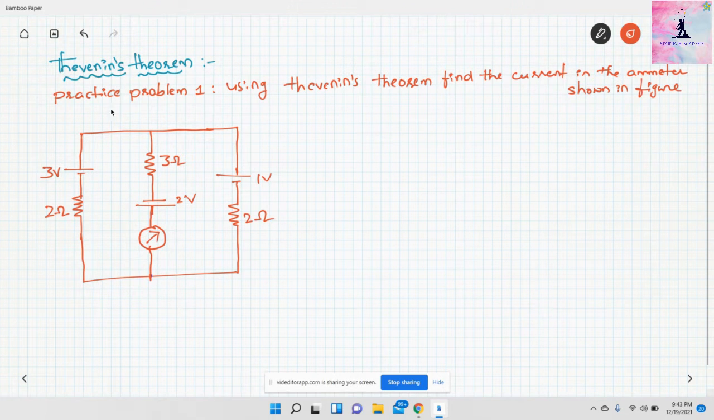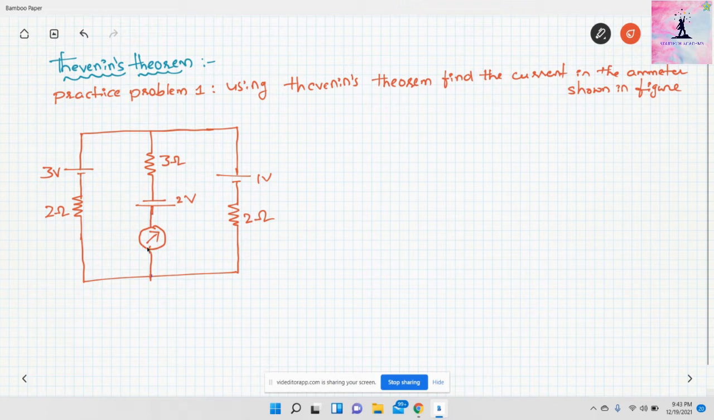In this video, I am going to solve one problem using Thevenin's theorem. This is the circuit shown in figure. Question is, using Thevenin's theorem, find the current in the ammeter shown in figure. Okay, this is the circuit diagram and this is your ammeter. Now, we have to find out what is the current shown by this ammeter using Thevenin's theorem.